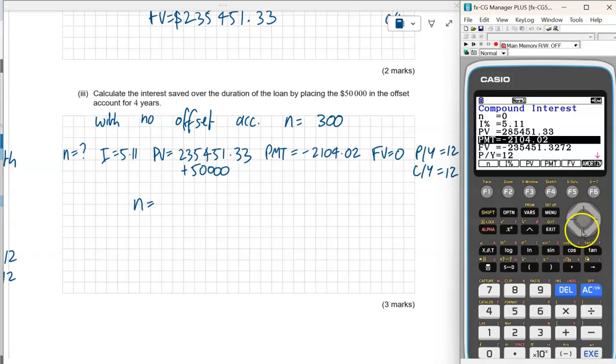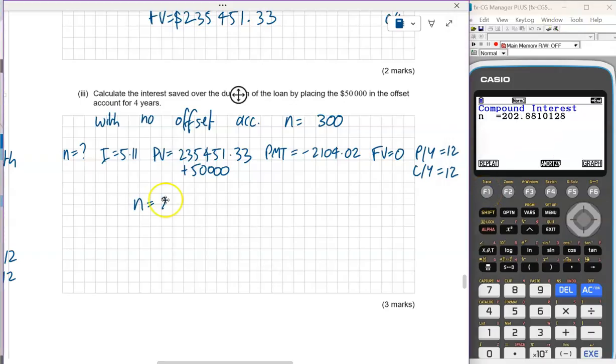PMT remains unchanged. The future value we want to set to 0, and PY and CY are both 12 still. So how many more months does it take Grace to pay off that loan? It takes approximately 202.9 months. Now remember, she's been paying it off already for 7 years.